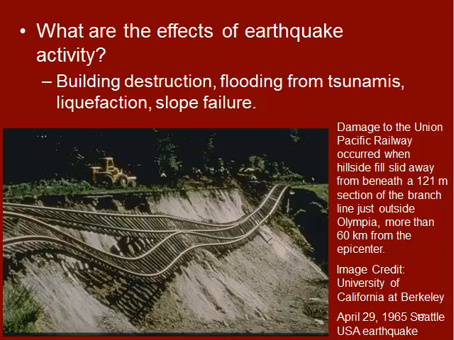You can get tsunamis produced and flooding, liquefaction of the ground causing buildings to collapse, and then slope failure. This is an image here showing you one of these slope failures. This is a railroad line up in Olympia, Washington, and you can see the land just slid out right underneath it because the ground was shaking, became unstable, and just gave way.